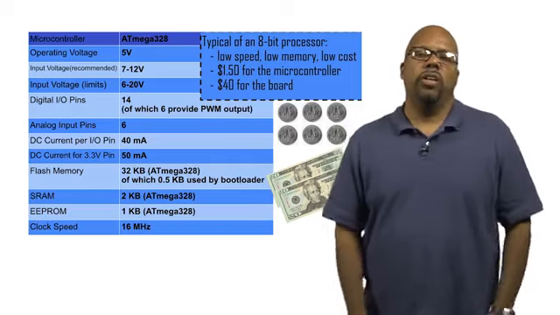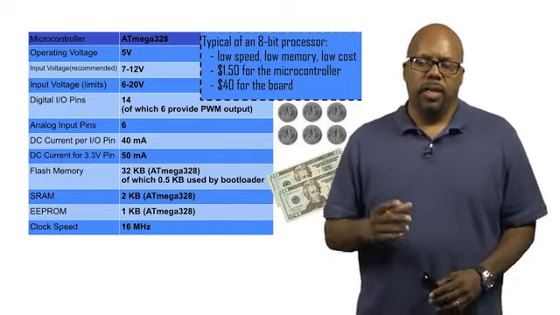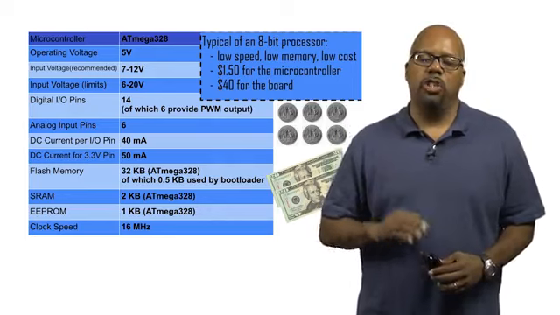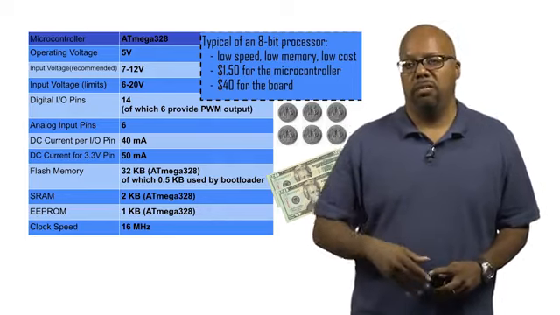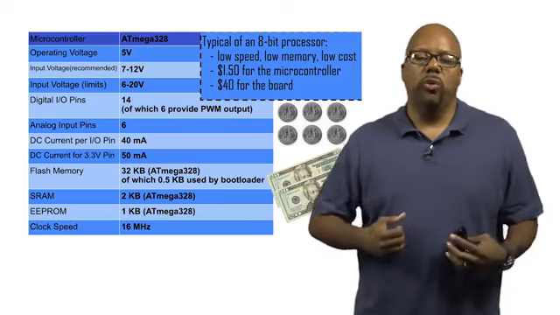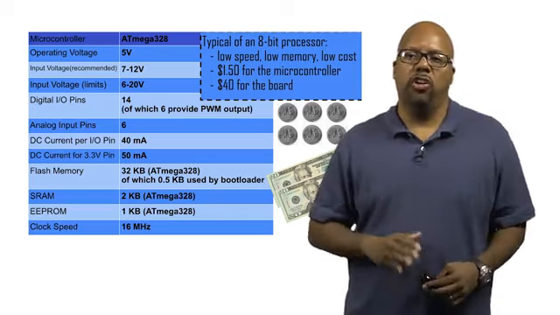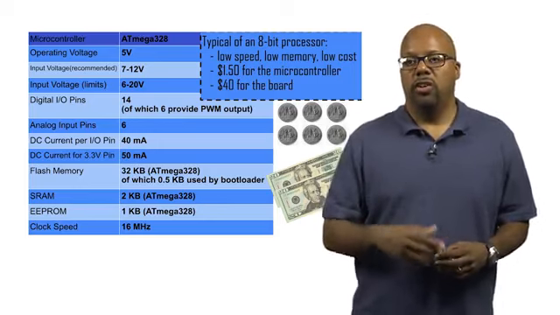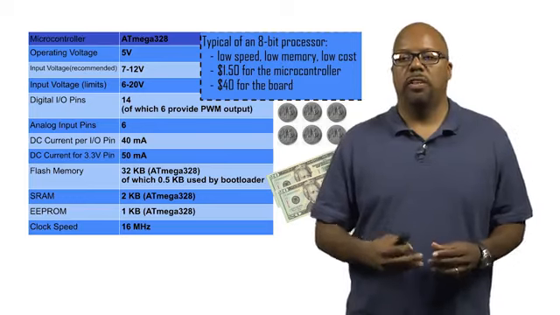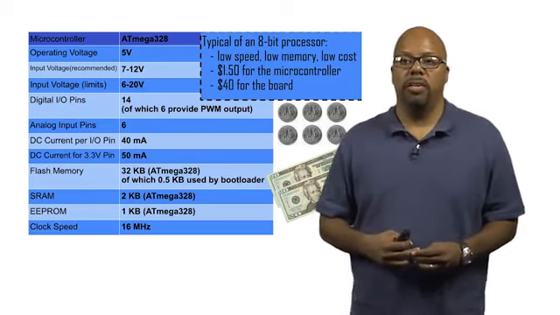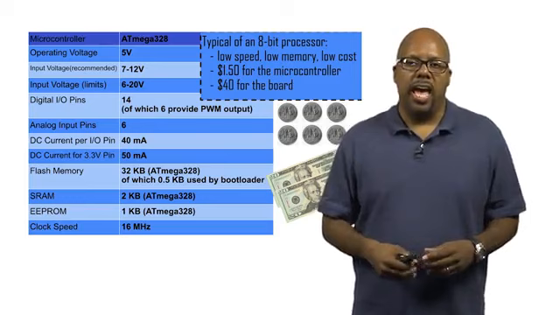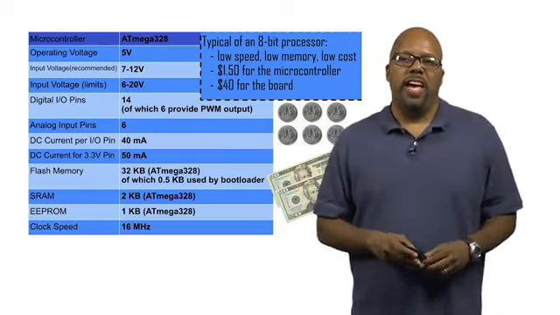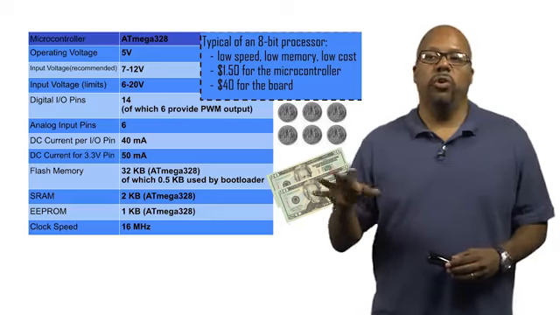Why DC current matters is that it says how much current can be supplied out of that pin. The Arduino can only drive a certain amount of current out of a pin because it's a small device. So say the DC current for an I/O pin is typically 40, the max is 40 milliamps. That's not a lot. And that's important to know because that limits what you can drive.